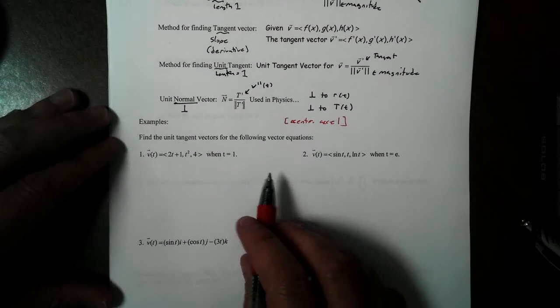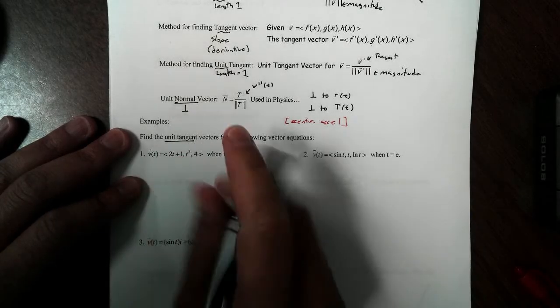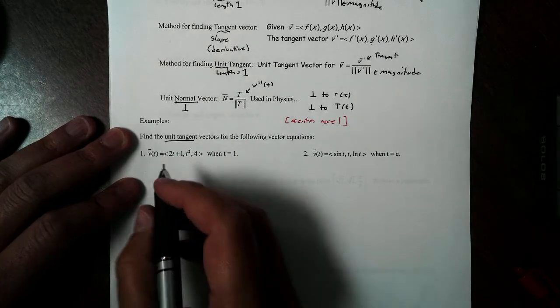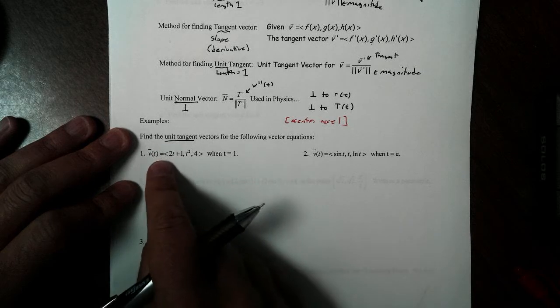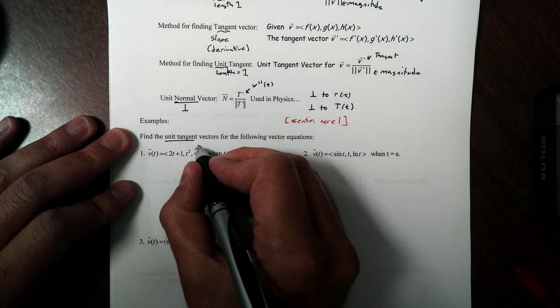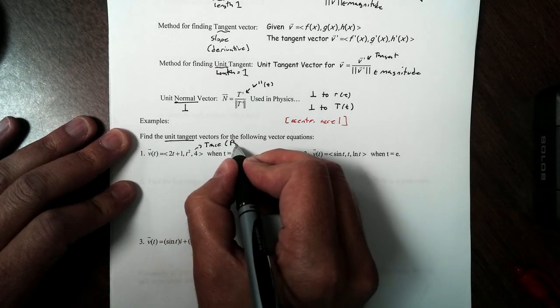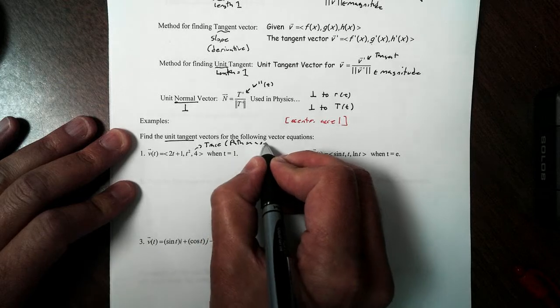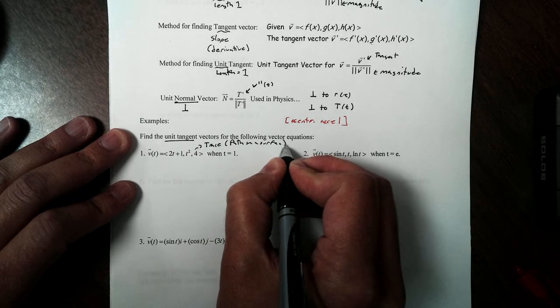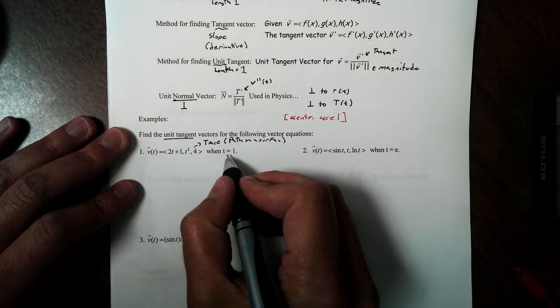So let's take a look at a few examples in math. We want to find the unit tangent vectors for the following. And the first one, we got the vector 2t plus 1, t squared, 4. Remember, this is a trace, right? In other words, it's a path on a surface. That's what a trace is. A path along a surface. And we want to find the unit tangent at t equals 1.